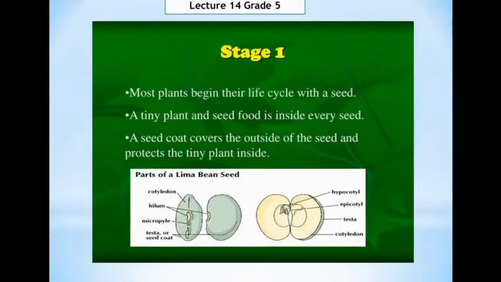When we sow a seed, its first stage is the rupture of the seed coat. Most plants begin their life cycle with a seed. A tiny plant and seed food are inside every seed. A seed coat covers the outside of the seed and protects the tiny plant inside. You can see this in this picture.